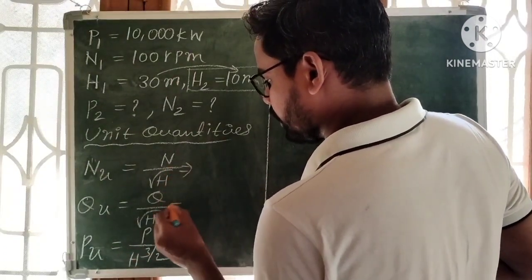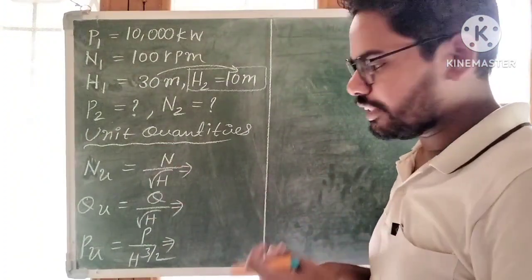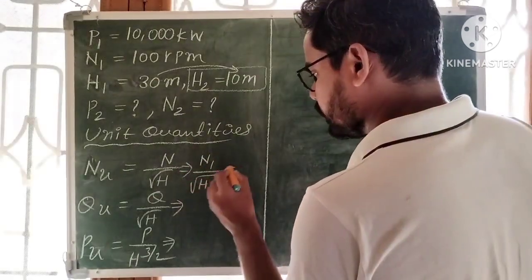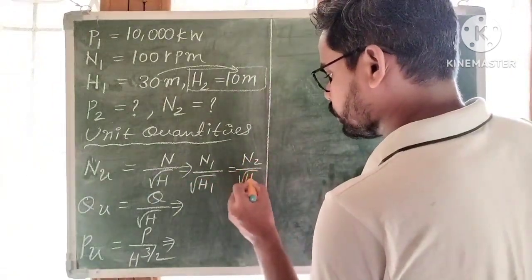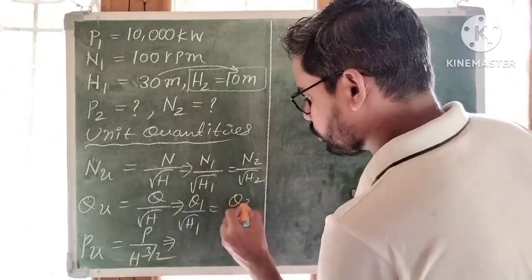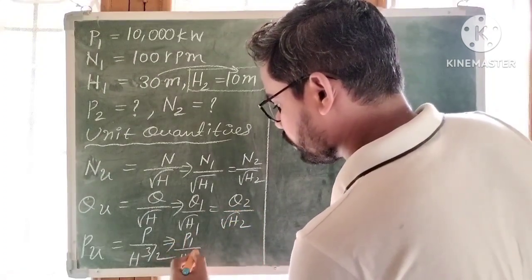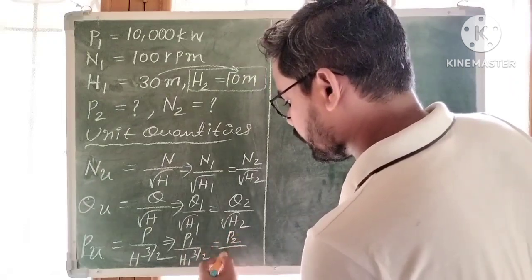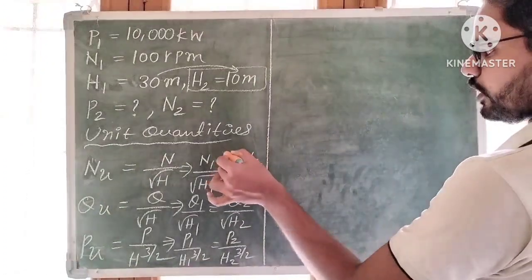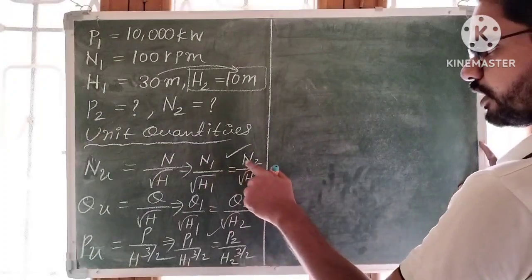From these relations we can write, for two different speeds and two different heads: N1 by root H1 is equal to N2 by root H2. Similarly, Q1 by root H1 is equal to Q2 by root H2. Similarly, P1 by H1 power 3 by 2 is equal to P2 by H2 power 3 by 2. We need the new speed and the new power. So from this formula we need N2.